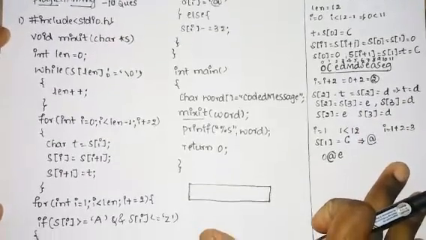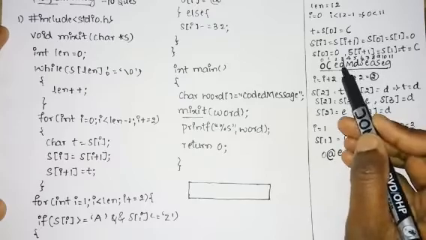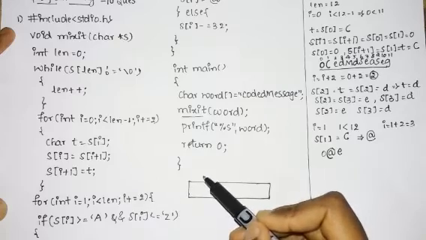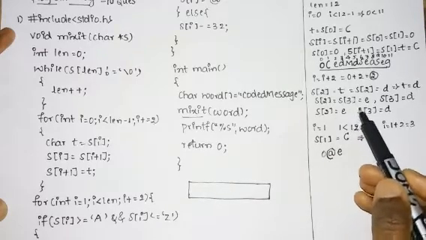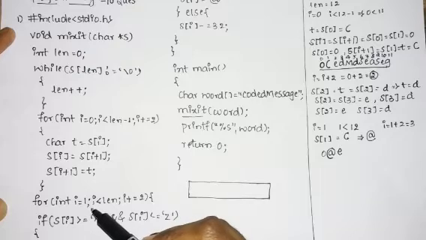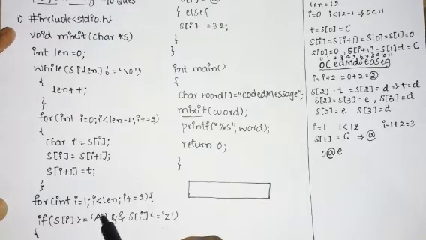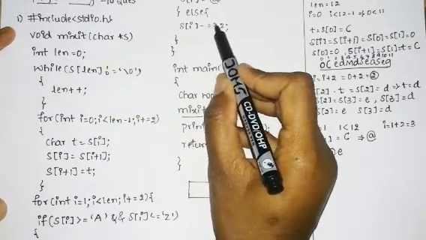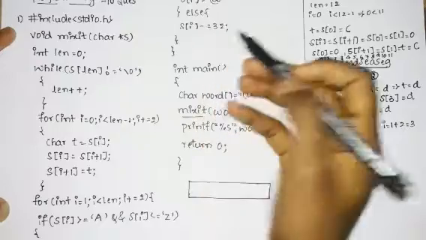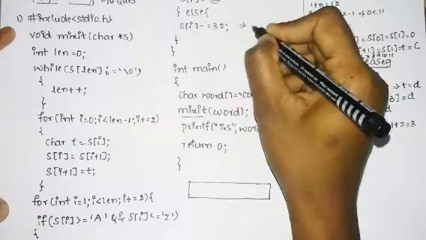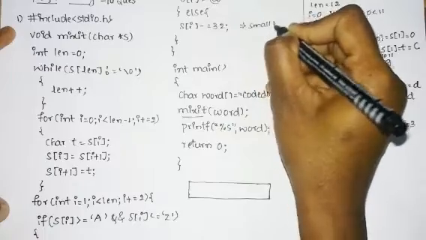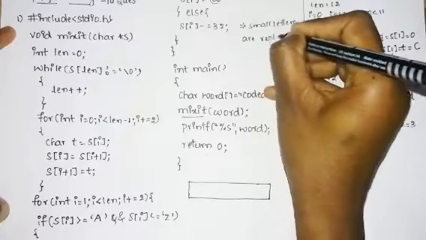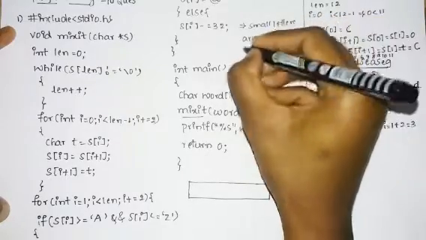Again it checks the condition. This is a small d. So whether D lies within the range A to capital Z, the condition is false because we have a small letter d. Small d cannot lie within capital A to Z, so the condition becomes false. Then else is executed. So else is S of I minus equal to 32. S of I minus equal to 32 means the small letters are replaced by capital letters.